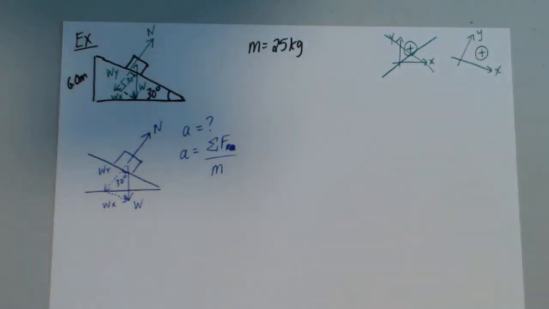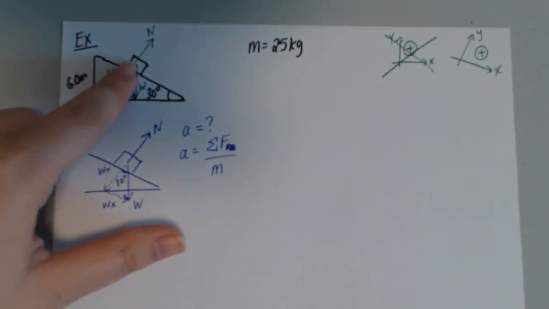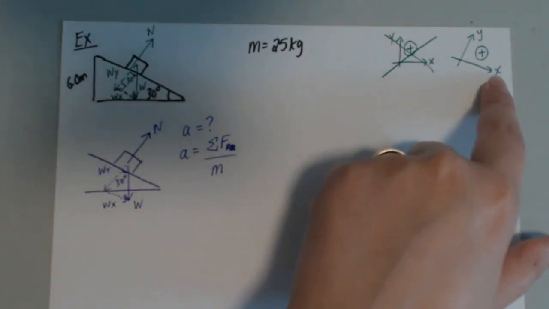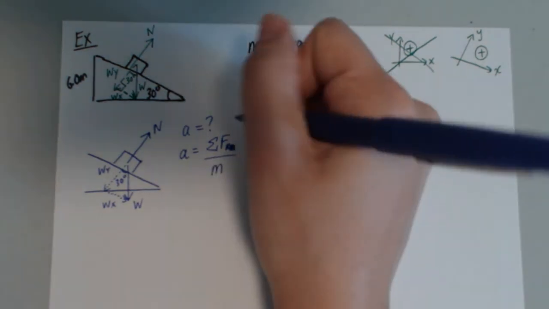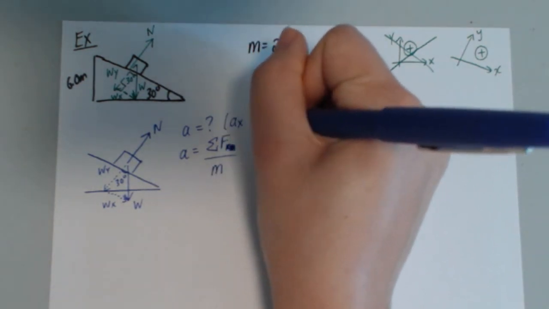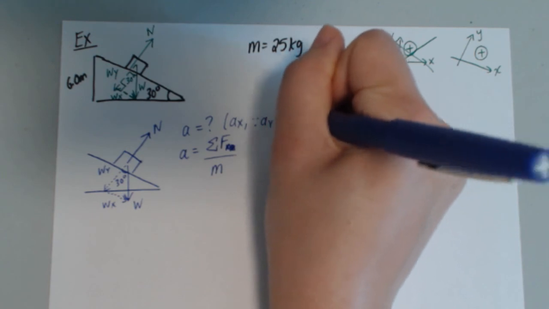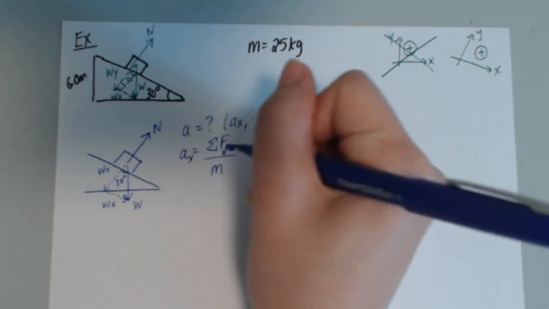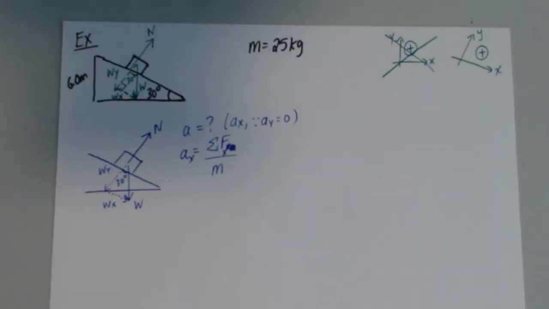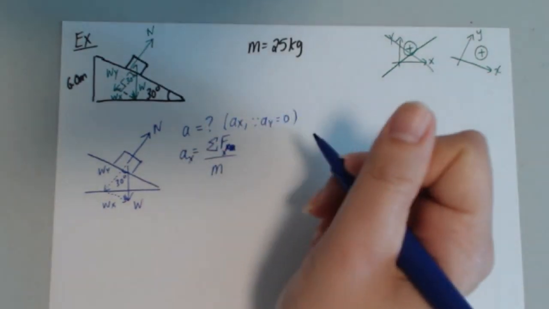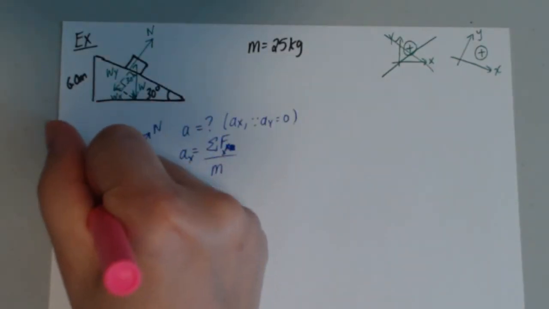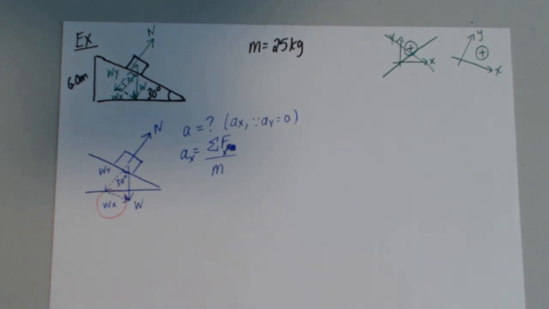Now for this object, you saw the animation as it slid down the ramp. It's not accelerating up and down on the ramp. It's not accelerating in the y direction. It's accelerating down the ramp in the x direction. That means the acceleration that we're looking for is in reality a sub x, since a sub y equals 0. So since we're looking for a sub x, that means we're looking for F net x, or the sum of the forces in the x direction. Now, in the x direction, I only have the one force, Wx. That's the only force.